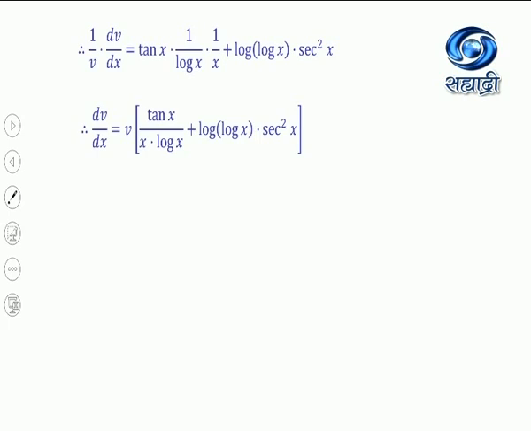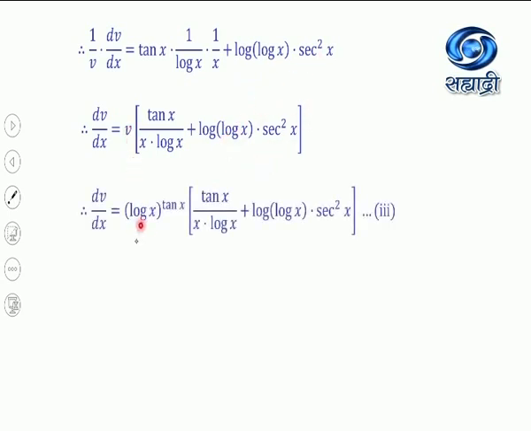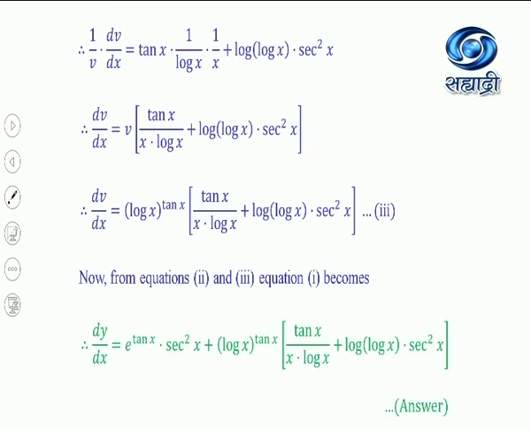And now take this v from denominator from left hand side to the right hand side in numerator. So we write v into right hand side. It becomes tan x upon x log x plus log of log x into sec square x. And now here we put the value of v as log x raised to tan x, and we denote it by equation 3.